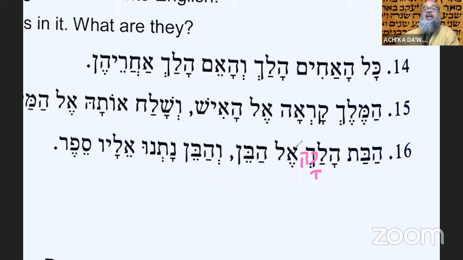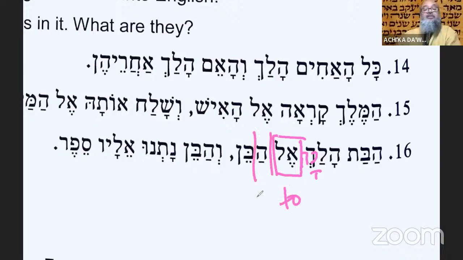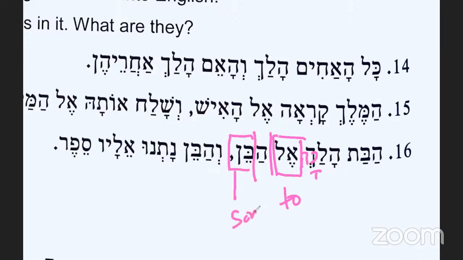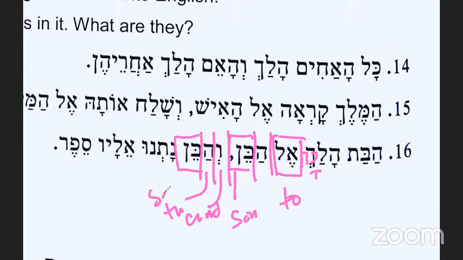Halakha. So the daughter, she spoke, and what's this, a preposition? It means what? To. Good. And who did she go to? The son. Good. Perfect.